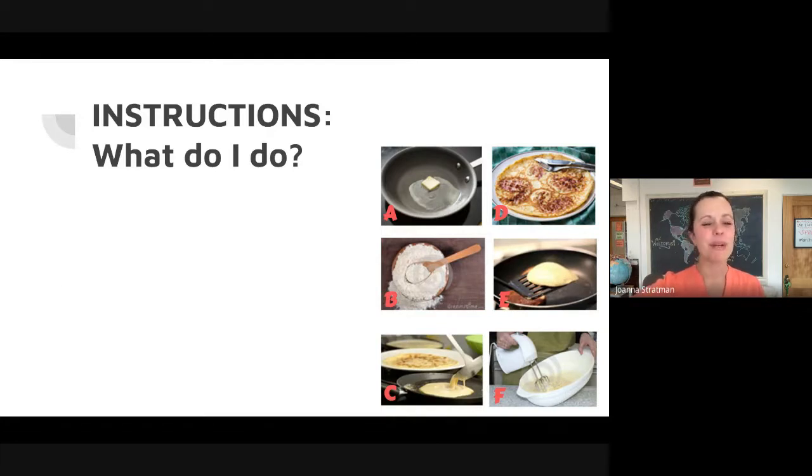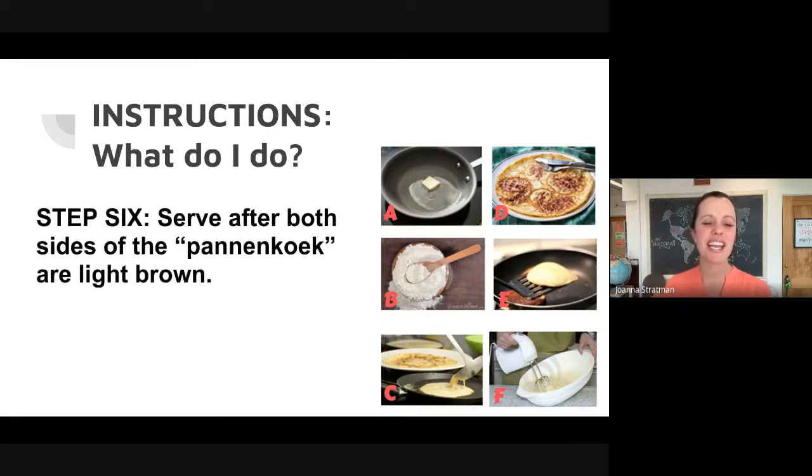Finally, step 6. Step 6 says serve after both sides of the pannenkoek are light brown. What letter shows this, my friends? It is letter D. Letter D shows serve after both sides of the pannenkoek are light brown.